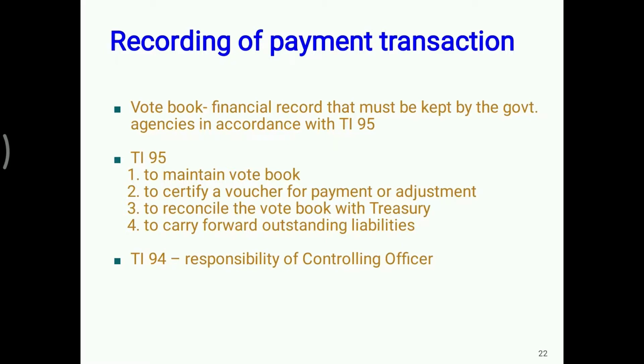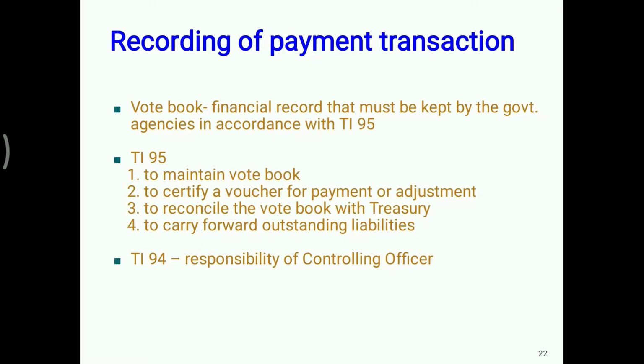Number 1. To maintain the vote book that shows clearly at any time each subhead or fund allocated under his control. Number 2. To certify a voucher for payment or adjustment. Initial in the column provided in the vote book is required. The officers must also ensure that the related liabilities have been deducted or reduced. Number 3. To reconcile the vote book with the treasury or head officer records not less than once per quarter. The reconciliation statement should be signed and retained.